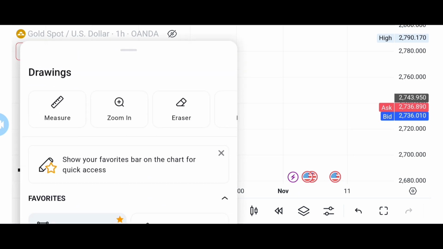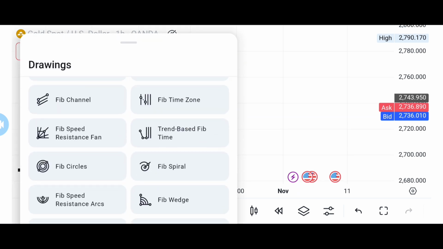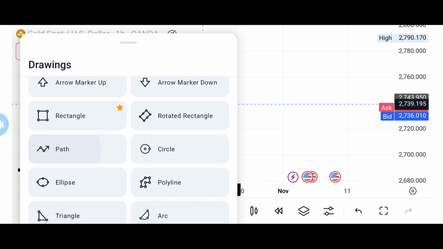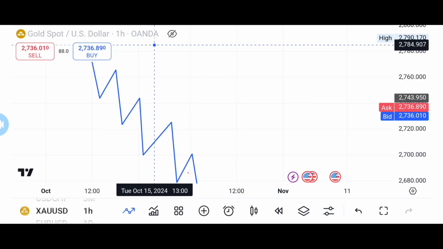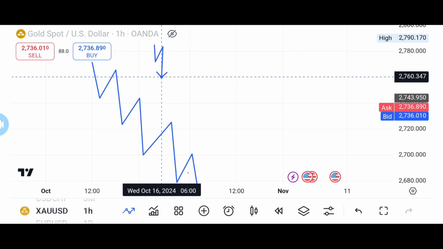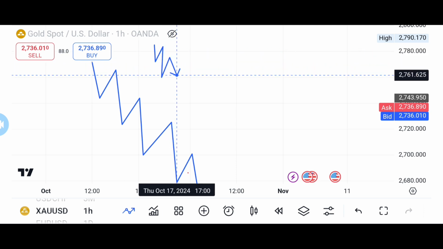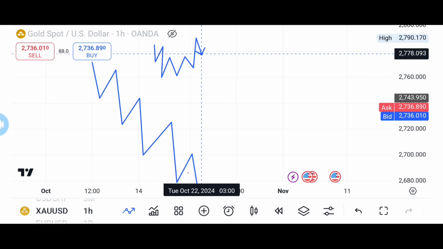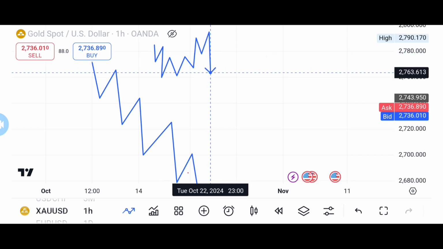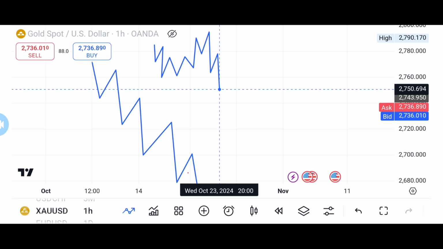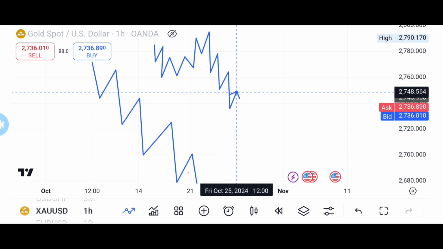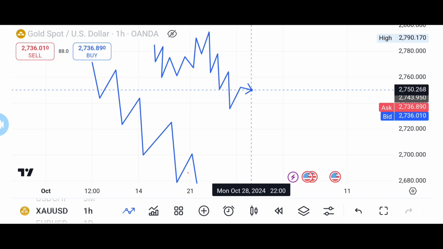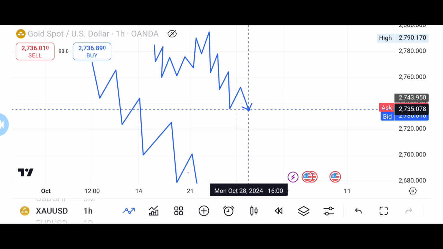Okay, we did that class and I illustrated very well. If you have any question, please feel free to ask. I'm here to help you. So let us draw very fast the internal market structure. You shall see something like this.